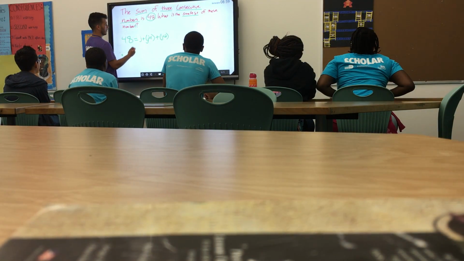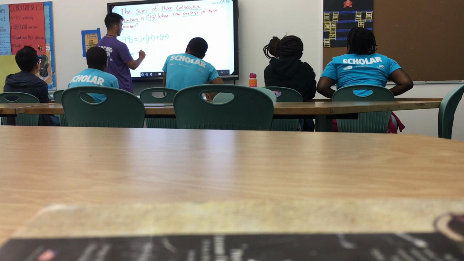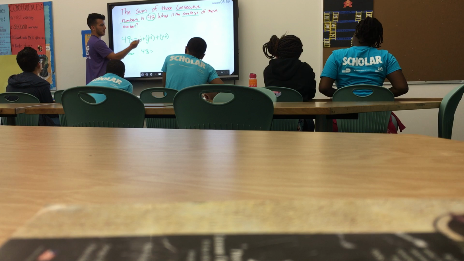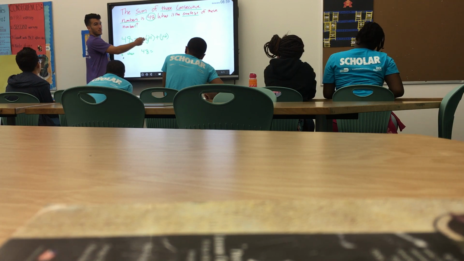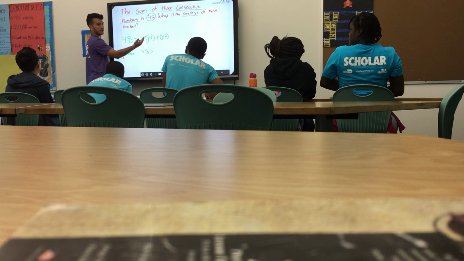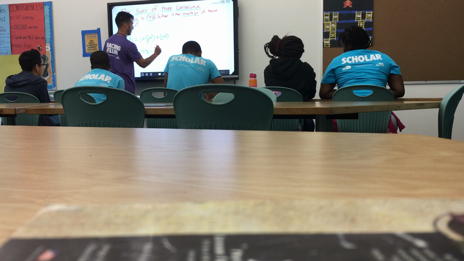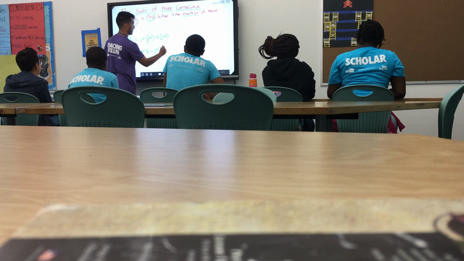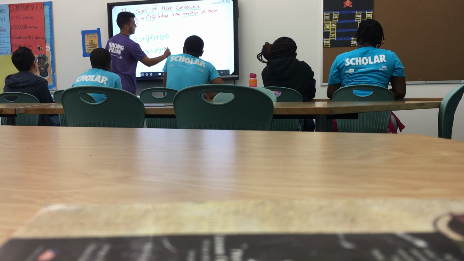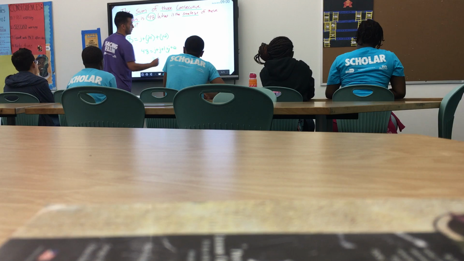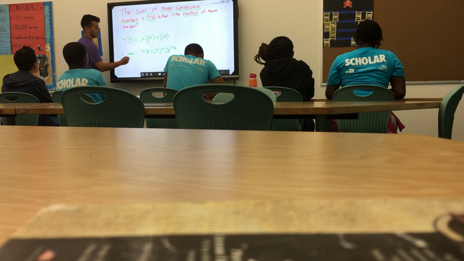Okay? So now what? We've already set up the equation, right? These parentheses don't mean anything, because we're just adding expressions. So it's going to be J plus 1 plus J plus 2, right? So what is this equal to?